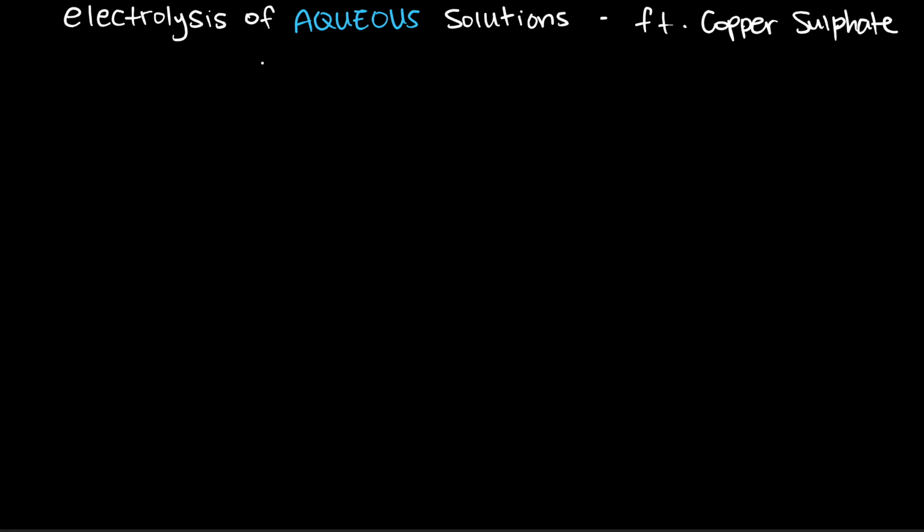Alright, let's take a look at the electrolysis of aqueous solutions featuring copper sulfate. Now, the electrolysis of copper sulfate is something that you need to know for most exam boards for your GCSEs. Okay, aqueous solution. What does this term mean, aqueous? Aqueous simply means dissolved in water. Dissolved in water is sort of like a solution. If salt dissolves in water, it's an aqueous solution.